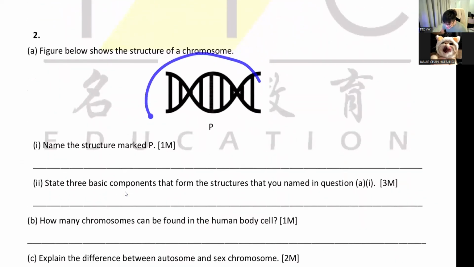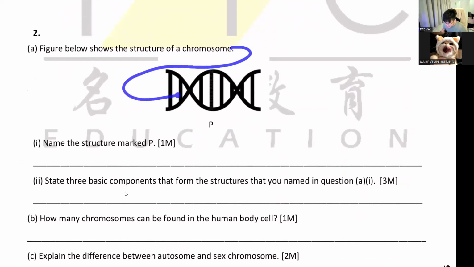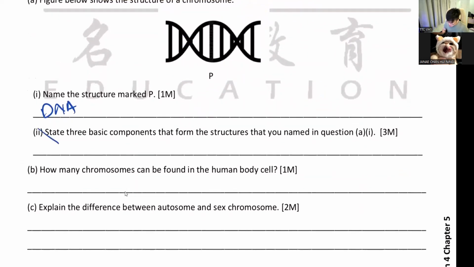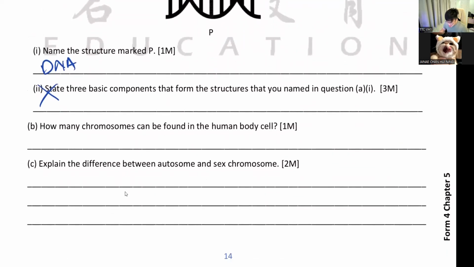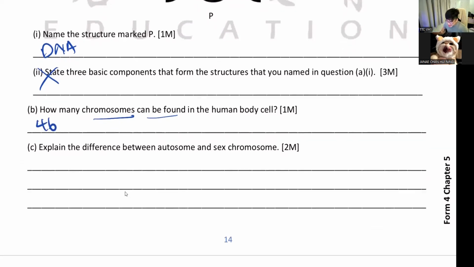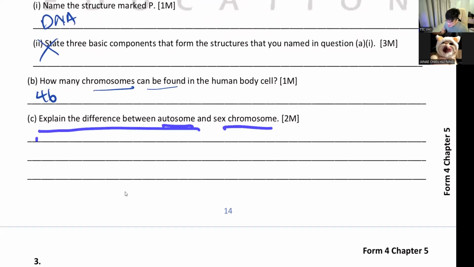So number two. So what is this structure here? This is a string of thread. This is not a section, this is just one long thread. So what do we call this? Very good. DNA. And let's skip number 2, this is not in your syllabus. How many chromosomes can be found? Just now they asked how many pairs, now they ask how many. Yes, 46. You can say 23 pairs, but usually they don't ask pair, you just say the number. So explain the difference between autosome and sex chromosome.